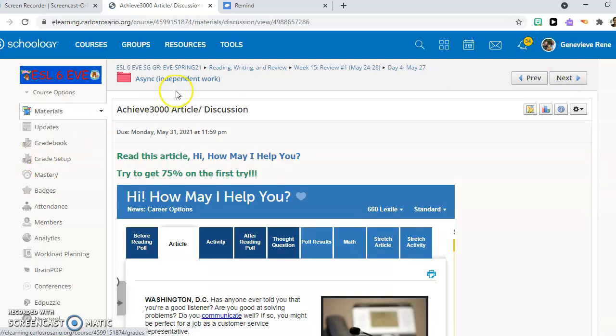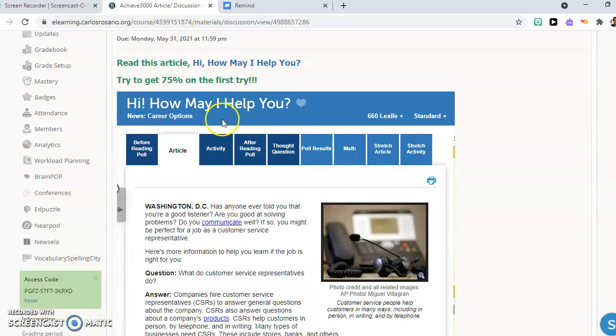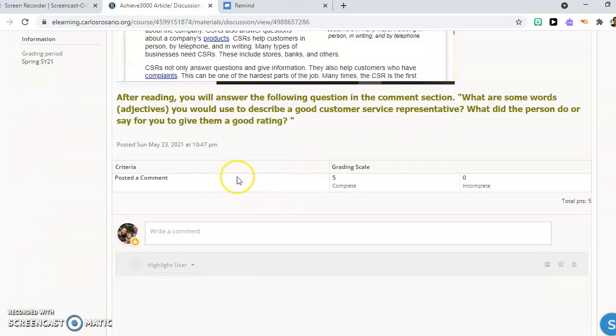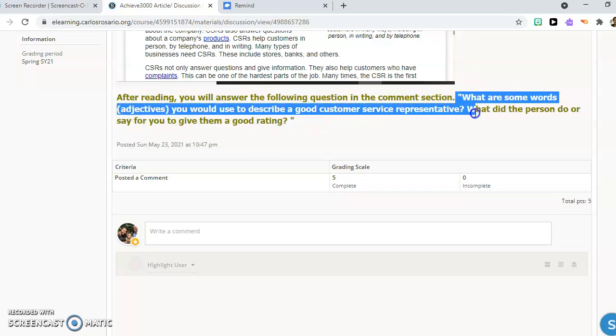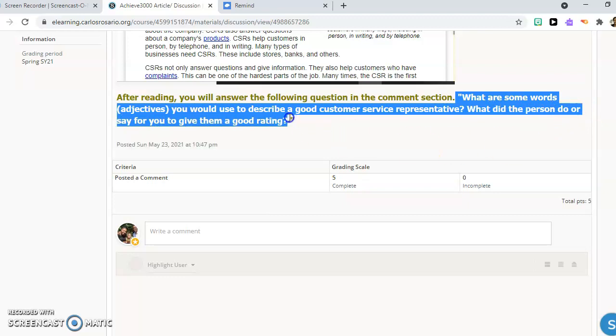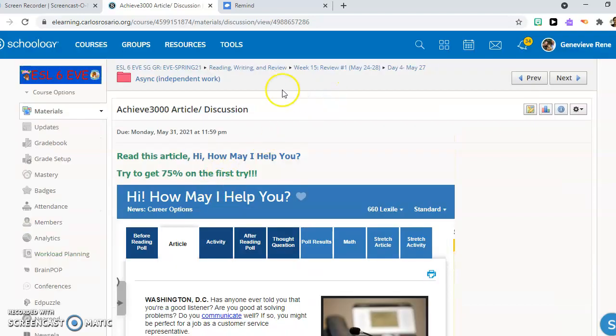Your next activity is to read this article. Hi, how may I help you? And then you'll answer this question. What are some words that you would use to describe a customer service representative? What did the person do or say to give them a good rating? So you'll put that here in the comment section. And that's it for async.